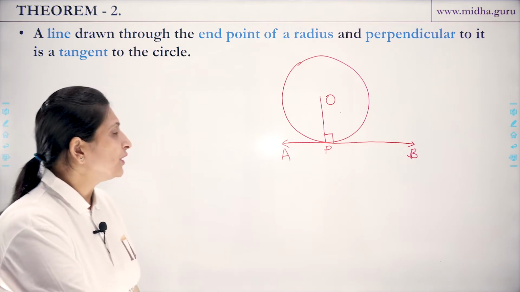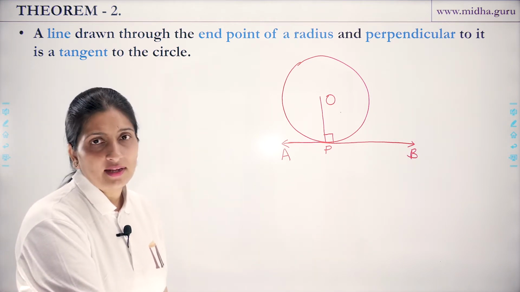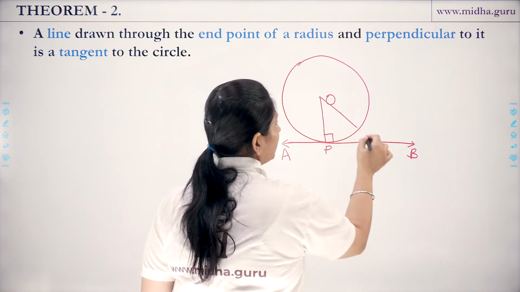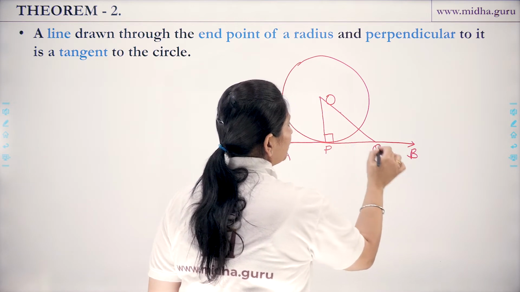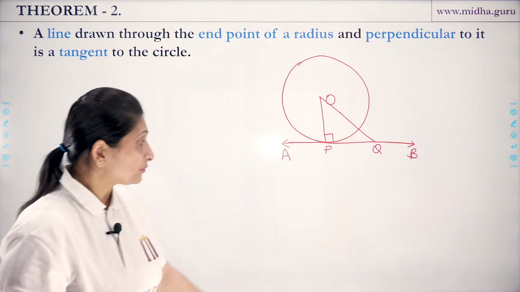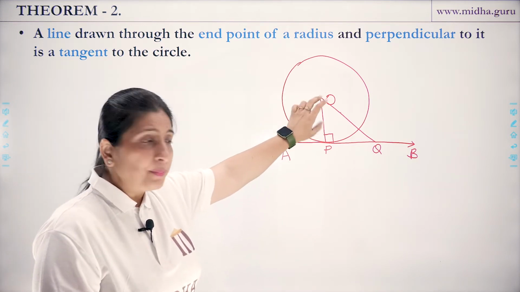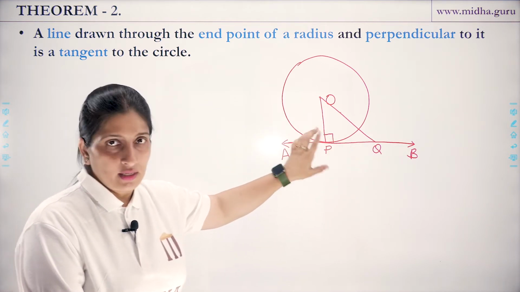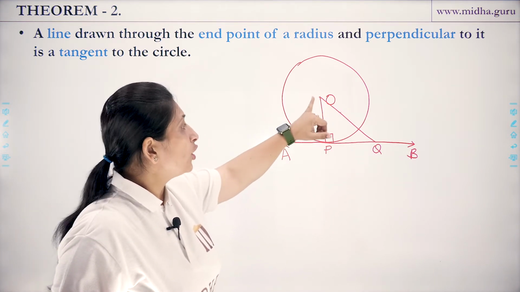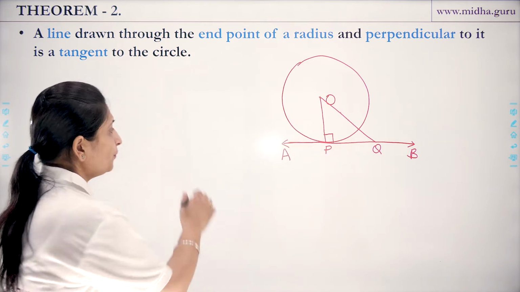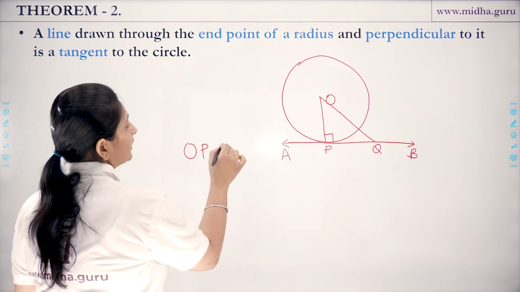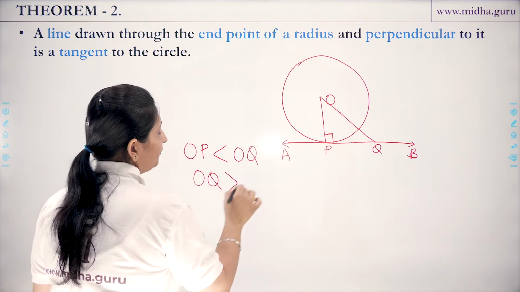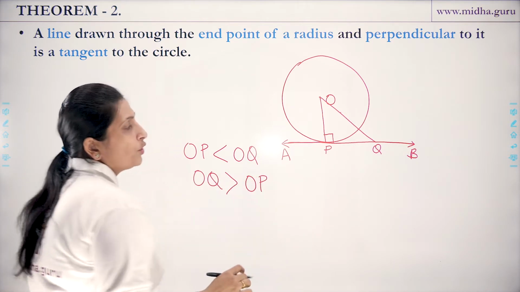What we'll do, we take any other point on this line. Suppose this is point Q, and if we join this, as OP is perpendicular to AB, we know this is the shortest distance. This is the shortest line segment. OP is the shortest. So OP is less than OQ. That means OQ is greater than OP.